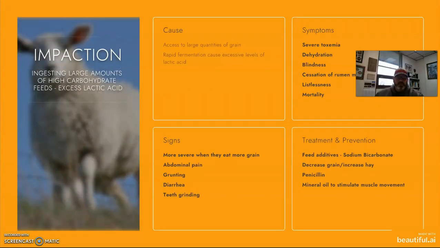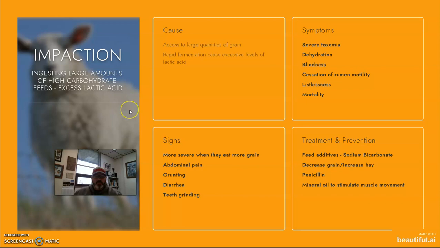The next disease that we'll hit on is impaction. This is where the sheep or goat has ingested a lot of really high carbohydrate feed and produces a lot of excess lactic acid. That really slows down the gut motility sometimes. Again, oftentimes associated with high grain consumption. So you get a lot of rapid fermentation going on.